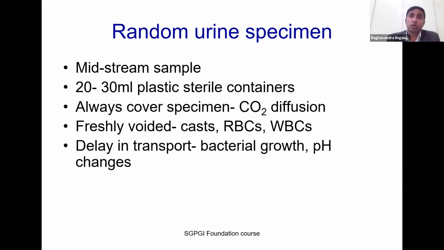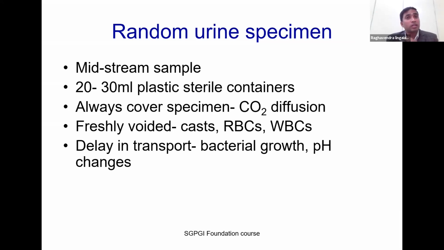People use all kinds of containers available at home. It is better to purchase one from a medical stationery shop and send it, and always cover the specimen because there will be loss of carbon dioxide and bacterial overgrowth. So what happens if there is a change in pH? Certain crystals can only be seen in an acidic or an alkaline pH. If the pH changes, these crystals dissolve into the urine and cannot be visualized under the microscope, so you might miss those stones in the urine report.